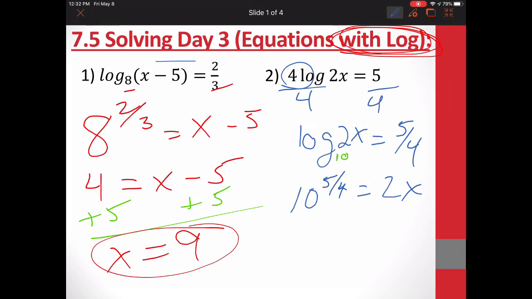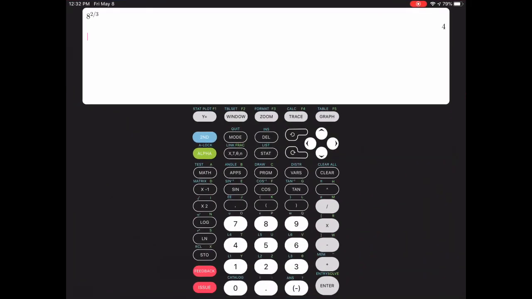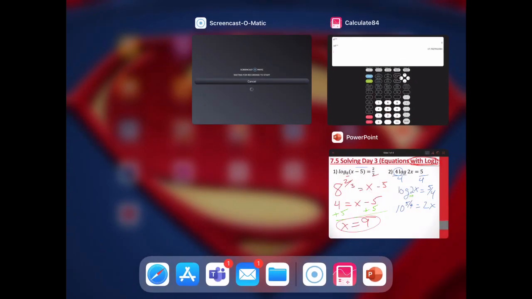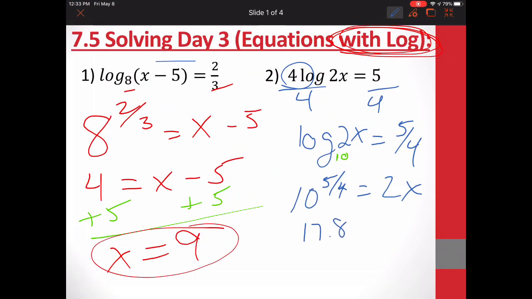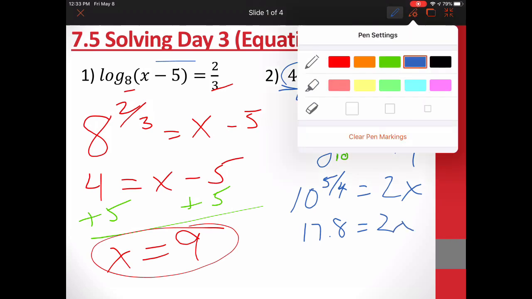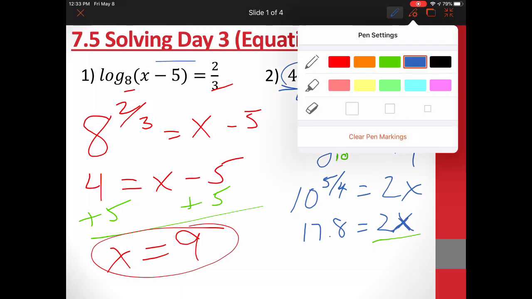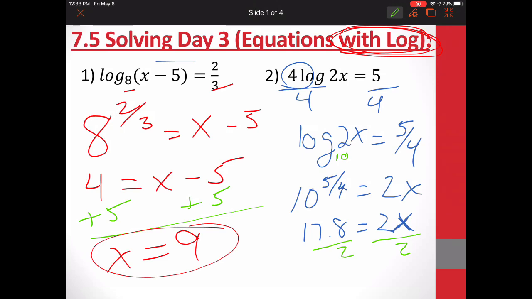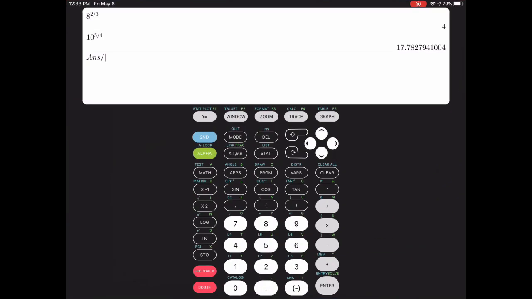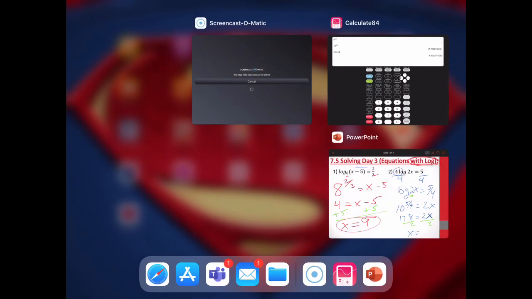So you have to apply 10 to the 5/4. Again, you go to your calculator, you go 10 raised to the 5/4, and you get 17 point, let's say call it 17.8. So you got 17.8 equals 2x. And then you divide by 2 to get your answer, x equals, and we just do this divide by 2 thing, and we get 8.9.